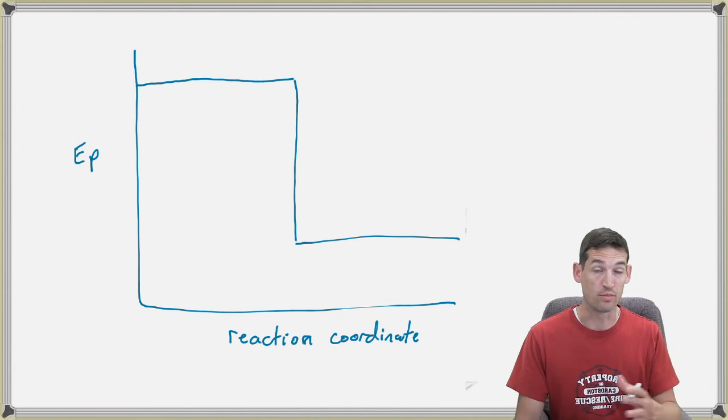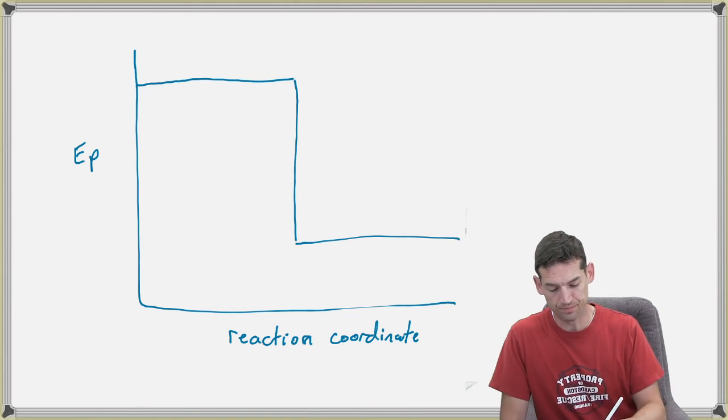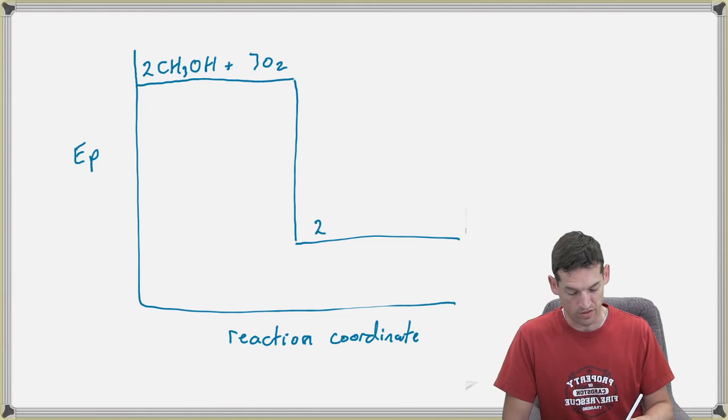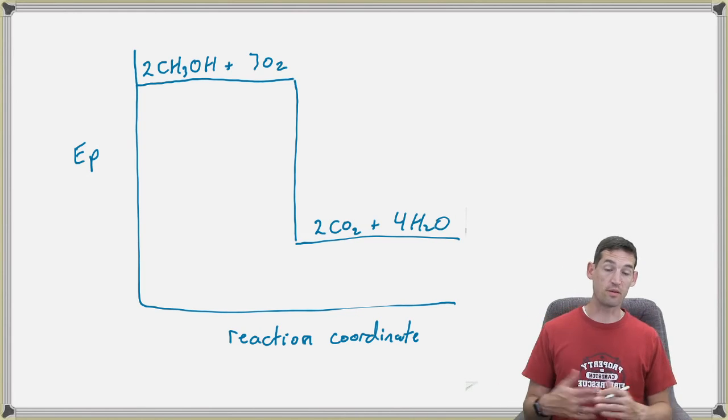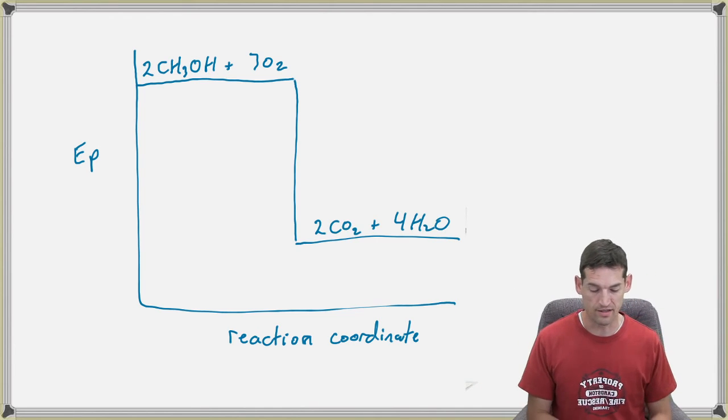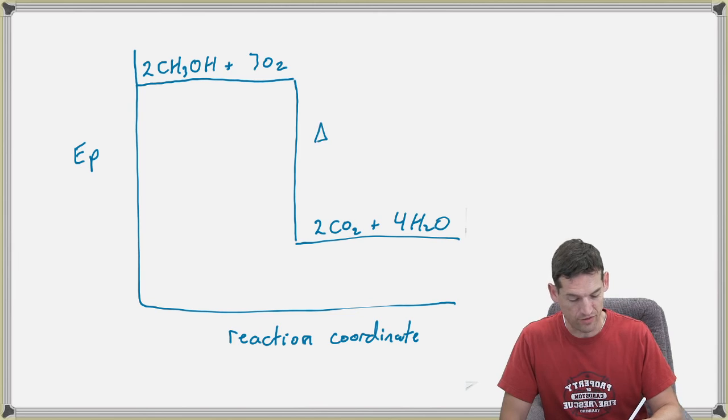So I would write out my balanced equation here. So let's say 2CH3OH plus 3 O2 is going to give me 2 CO2 plus 4 H2O. So there's my balanced equation. Remember, reactants at the beginning, products at the end. And next to this, I would have to write my delta H.